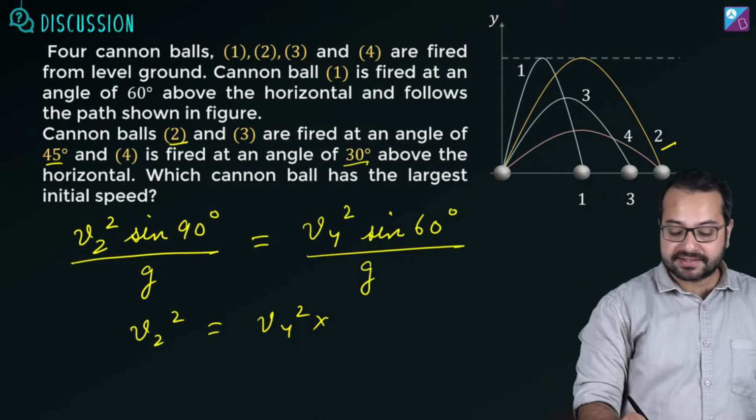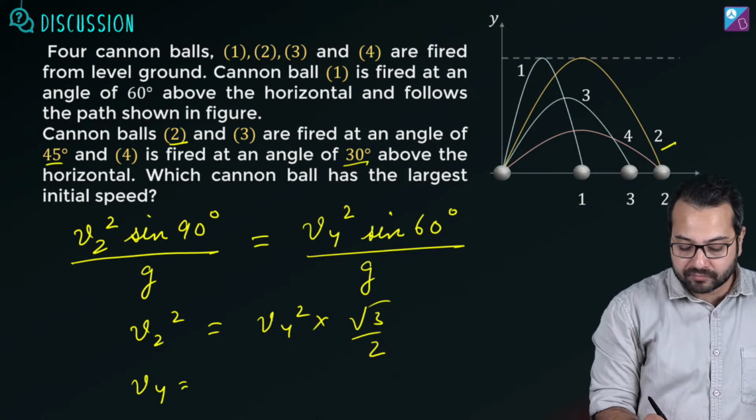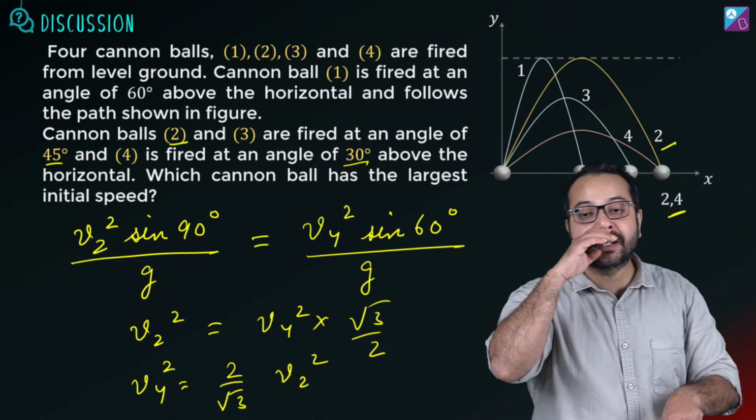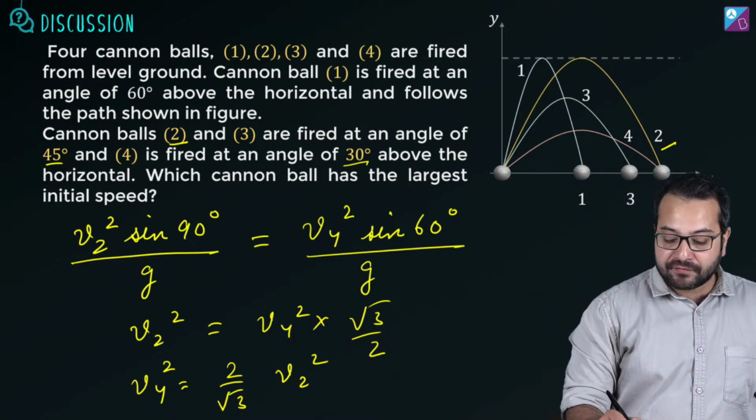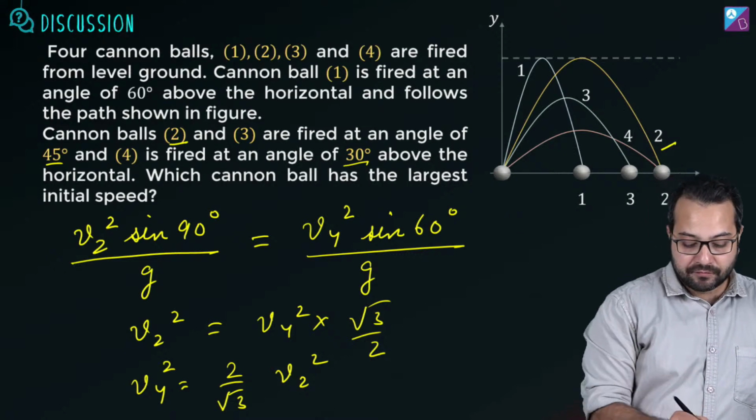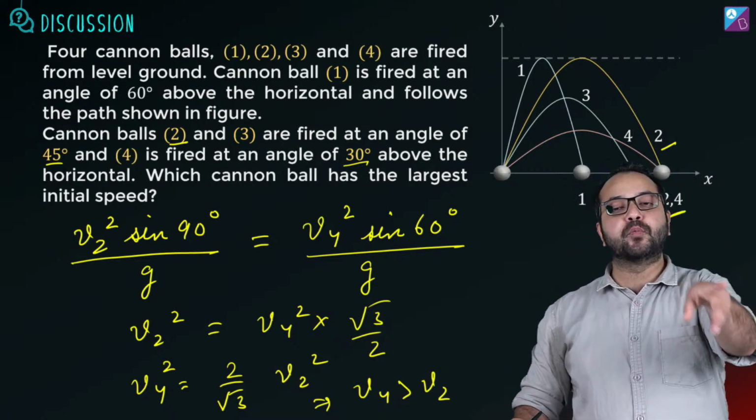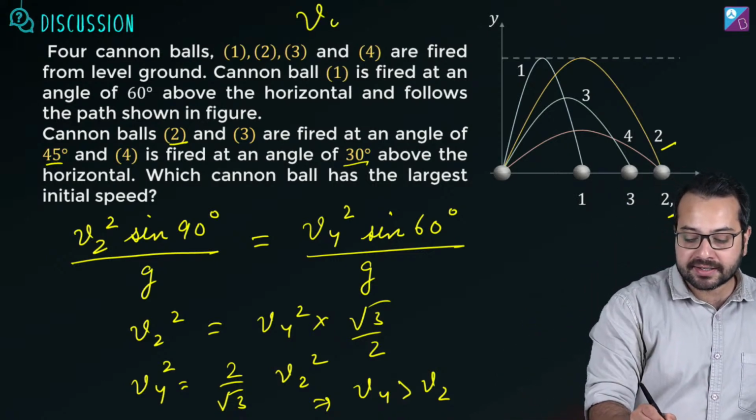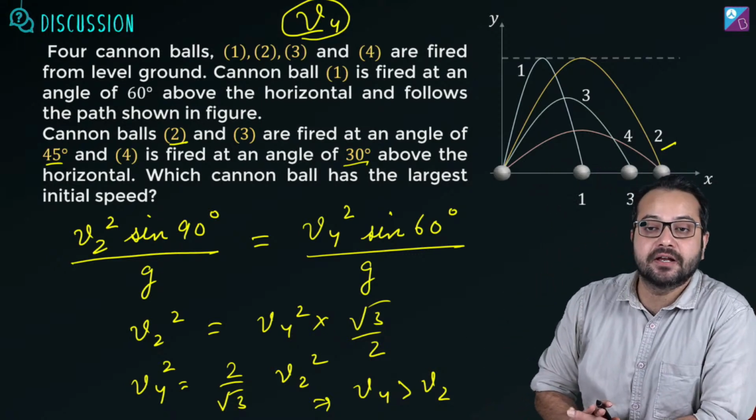So this is going to be v2 square is equal to v4 square times sine 60 degree over sine 90 degree. And what is sine 60 degree? Sine 60 degree is root 3 divided by 2. So v4 square will be equal to 2 upon root 3 v2 square. And what is 2 upon root 3? Is it a quantity greater than 1? Yes, it is a quantity which is greater than 1. So v4 will be greater than v2. So v2 is greater than both 1 and 3 and v4 is greater than 2, which means what is our answer going to be? Our answer is going to be v4. v4 will be having the highest velocity.